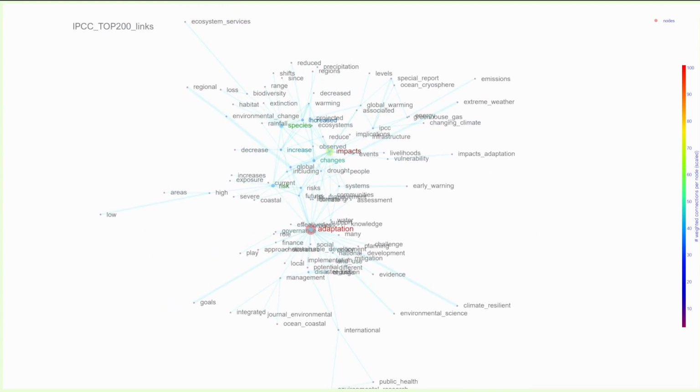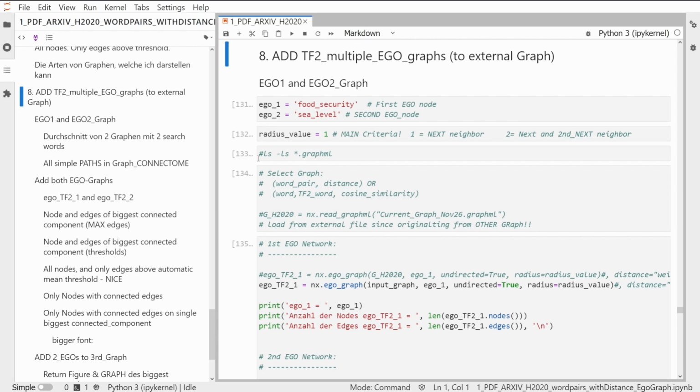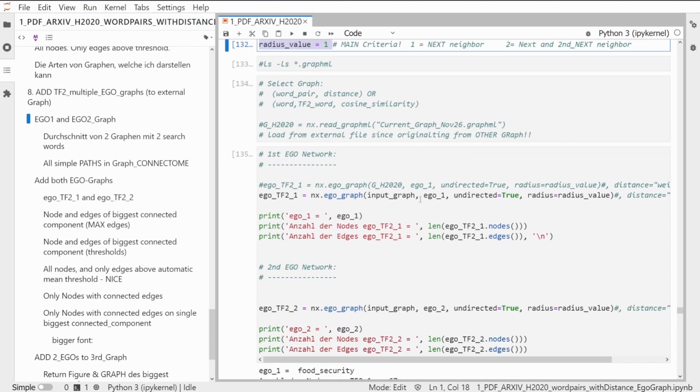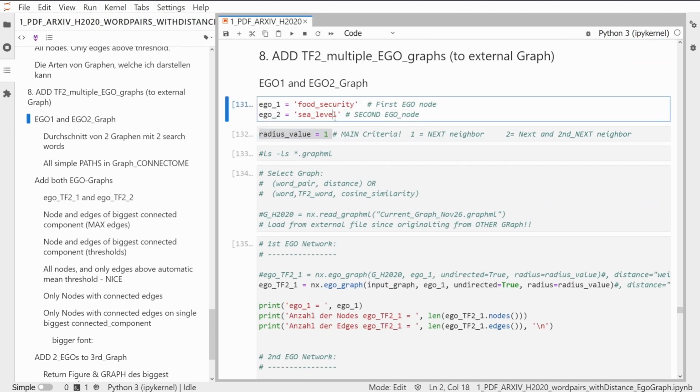So what we have to do, and let's just switch over here to my Jupyter Lab. Just want to show you, I've chosen a very easy path. I do an ego graph calculation. The first one is on food security, and my second ego graph is on sea level rise, sea level alteration, whatever. And then I just go for a radius value of 1. So I just want to go to the next neighbor. If you put in here 2, you go to the next neighbor and the next to the next neighbor, and you can branch out in the network.